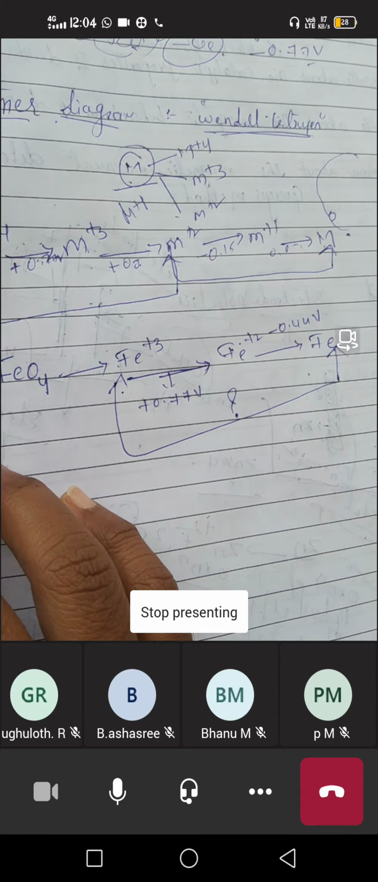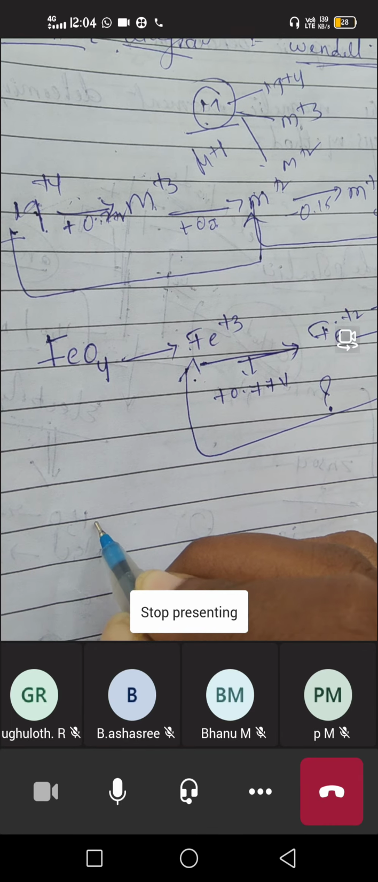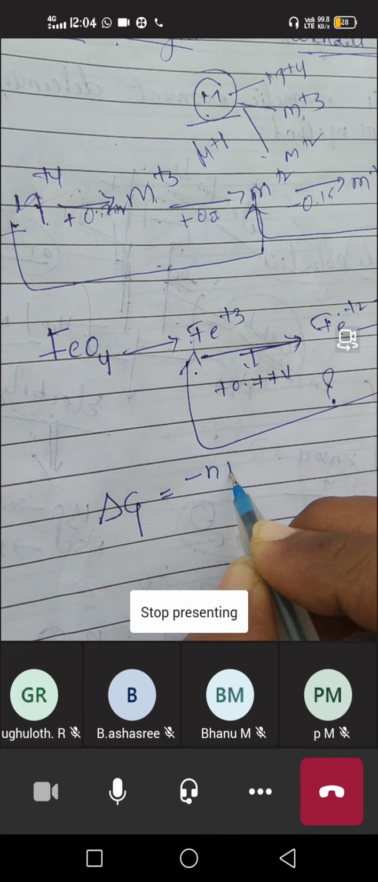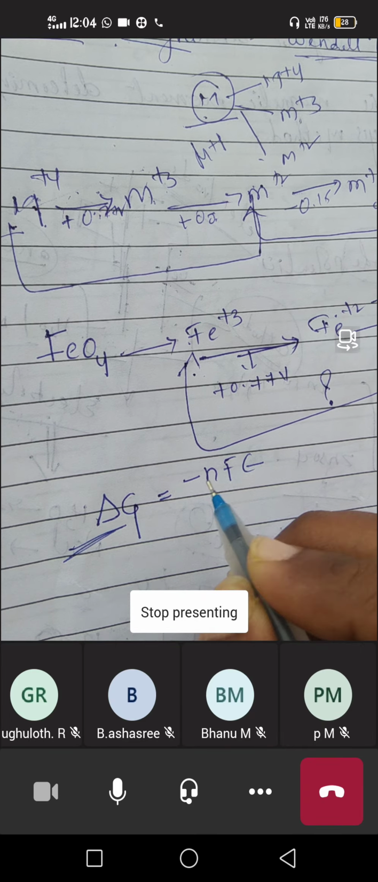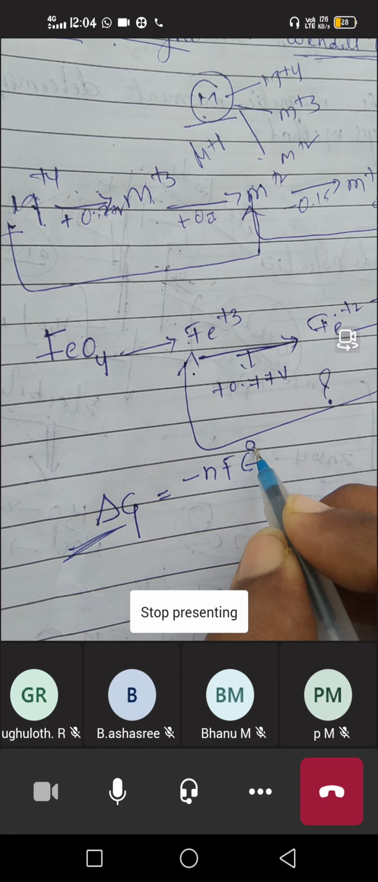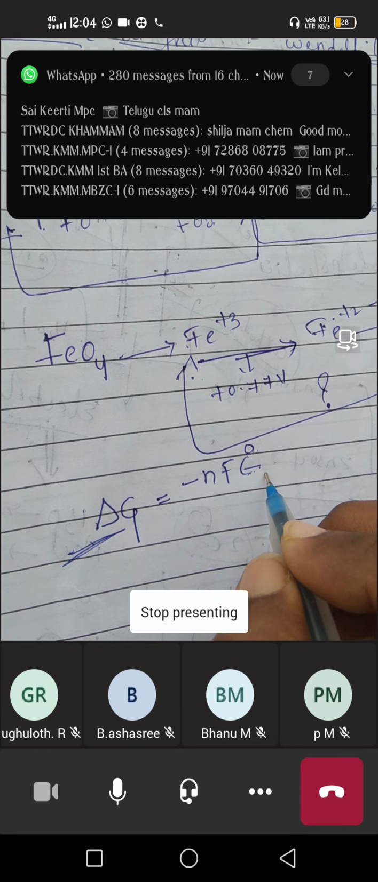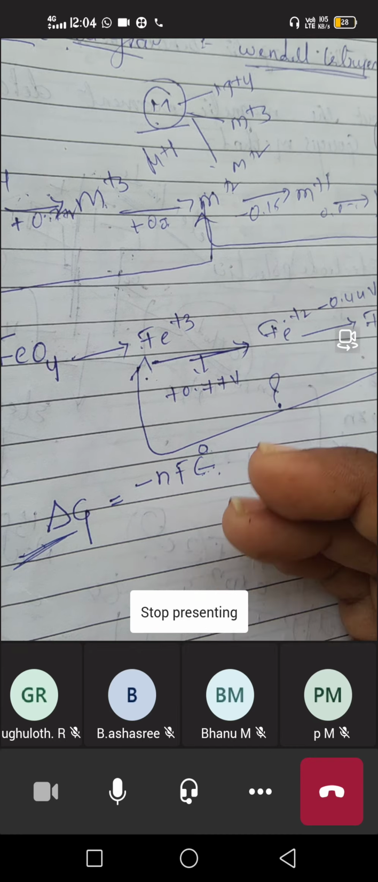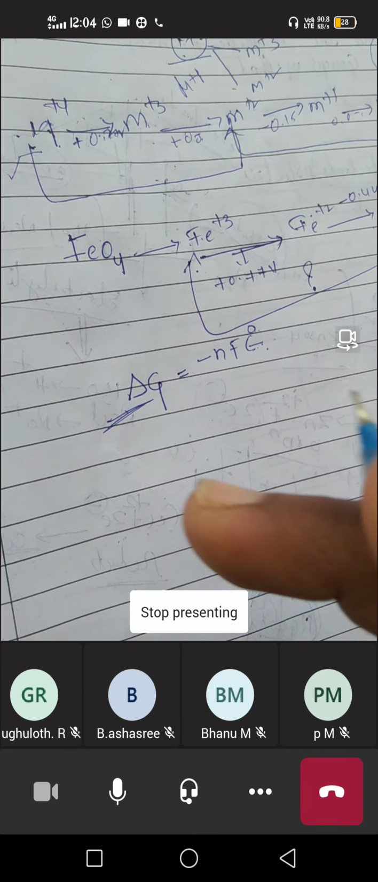Next, there is a relationship between the reduction potential and Gibbs free energy. So what is Gibbs free energy? Delta G. Delta G is equal to minus nFE naught. This is the relationship between the Gibbs free energy, delta G, and E naught, the standard reduction potential. By using this equation, we can calculate the Fe plus 3 to Fe reduction potential. So for this we have to do the following.